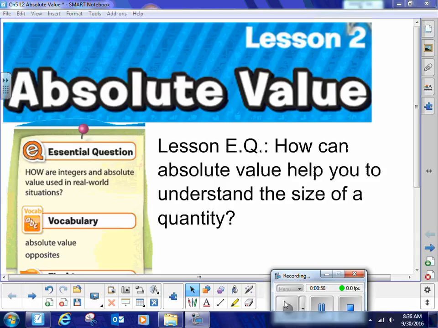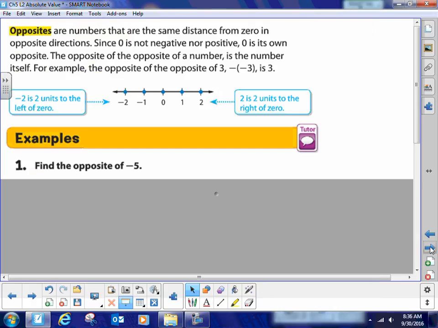Okay, we are dealing with the lesson essential question of how can absolute value help you understand the size of a quantity. We'll delve into that in just a little bit. We will get 2 new vocabulary words, absolute value and opposites. We're going to go with opposites first. Opposites are numbers that are the same distance from 0 in opposite directions.